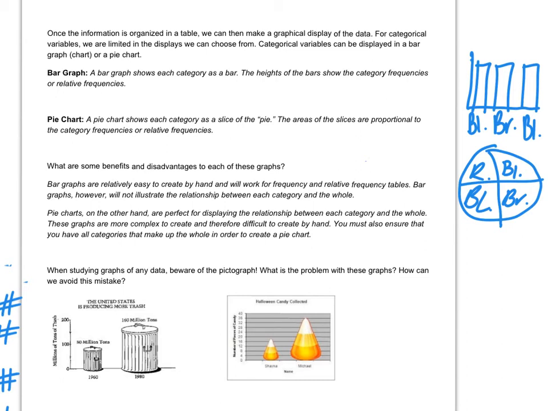You would have to ensure that all the categories are also part of the whole in order to create a pie chart. So if you were missing some of the data, if you didn't have 100%, you would need to create a category for other. Part of the reason they're so difficult to create is that in order to be accurate, you have to have angle measurements that are proportional to the relative frequencies. So you would need your protractor, you would need to be measuring the angles in the circle, and it just gets really complicated to create by hand.